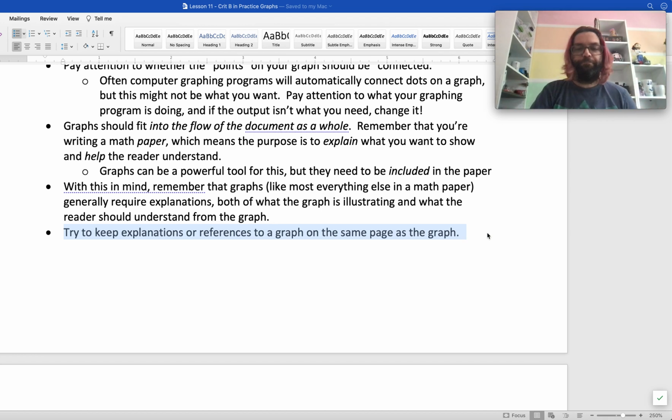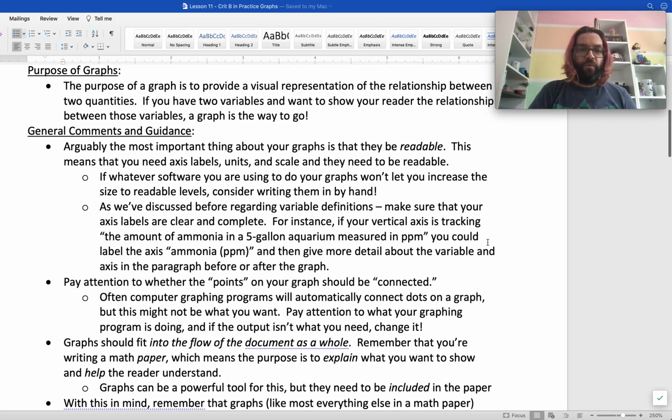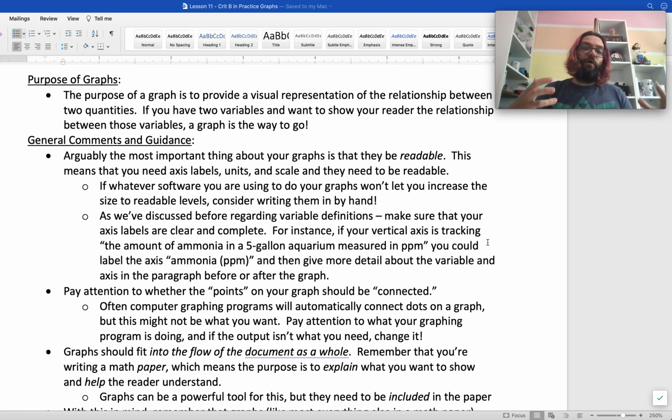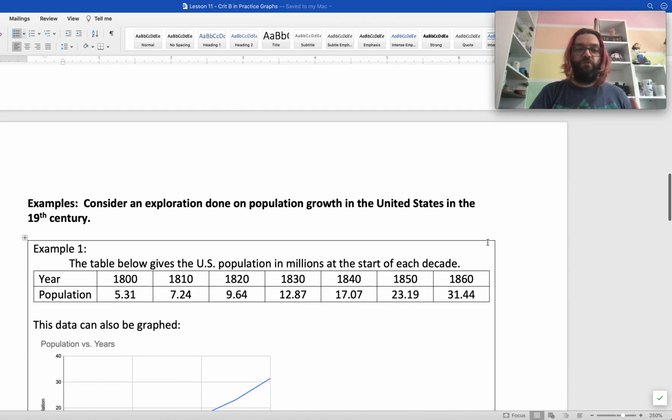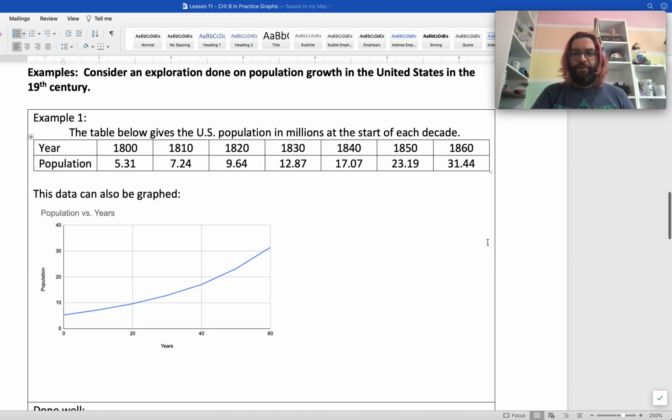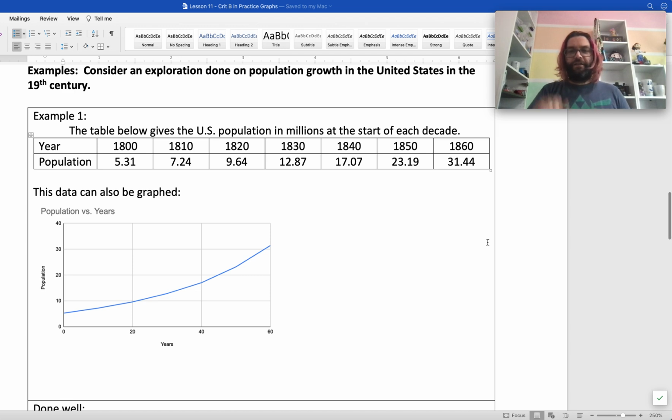So now that we've got this general guidance about graphs out of the way, I'm going to go through and get into 2 examples. Normally I do 3. I'm not sure why, but this time I just felt like going straight from a bad, incomplete example to a complete, better looking example of how we would use graphs for mathematical representation. So suppose that you were doing an exploration about population growth in the United States in the 19th century.